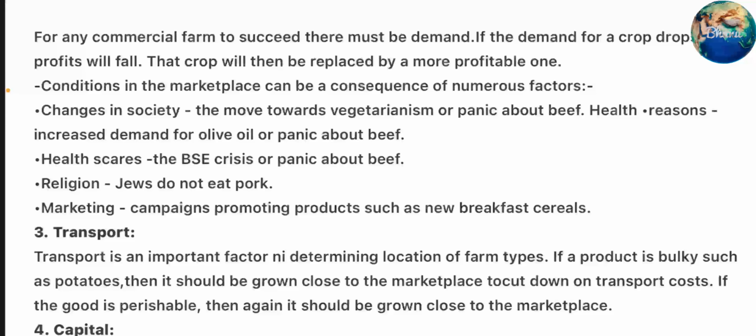The move towards vegetarianism, or panic about beef, raises demand for olive oil. Health scares, such as the BSE crisis. Religion: Jews do not eat pork. Marketing: campaigns promoting products such as new breakfast cereals.